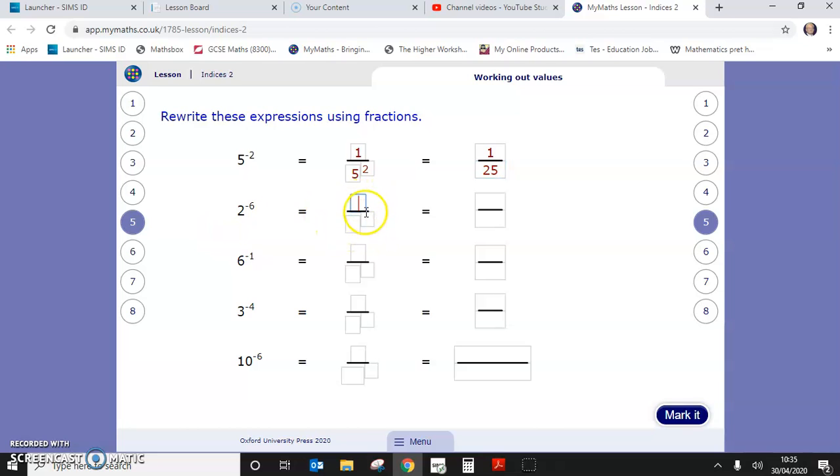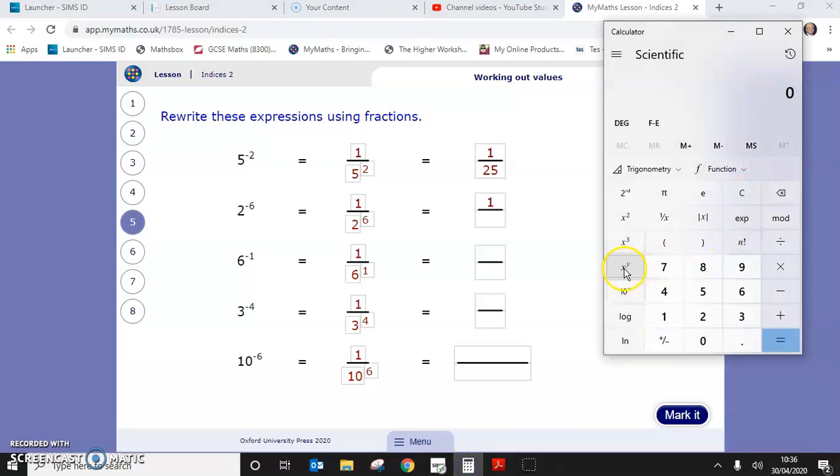Okay, so we've got 1 over base number 2, power of 6. 1 over base number 6, power of 1. And again, normally we could just put that as 1 over 6. 1 over base 3, power of 4. 1 over base 10, power of 6. Now evaluating all of these, 2 to the power of 6, it's going to be 1 over, and again if you get stuck and you want to use a calculator, remember it's the x to the y key, so 2 to the power of 6 gives me 64.